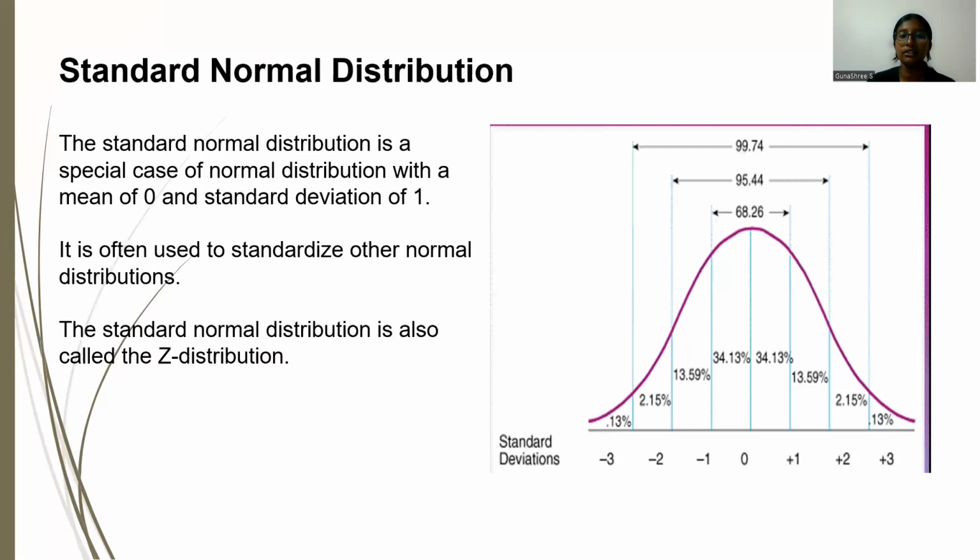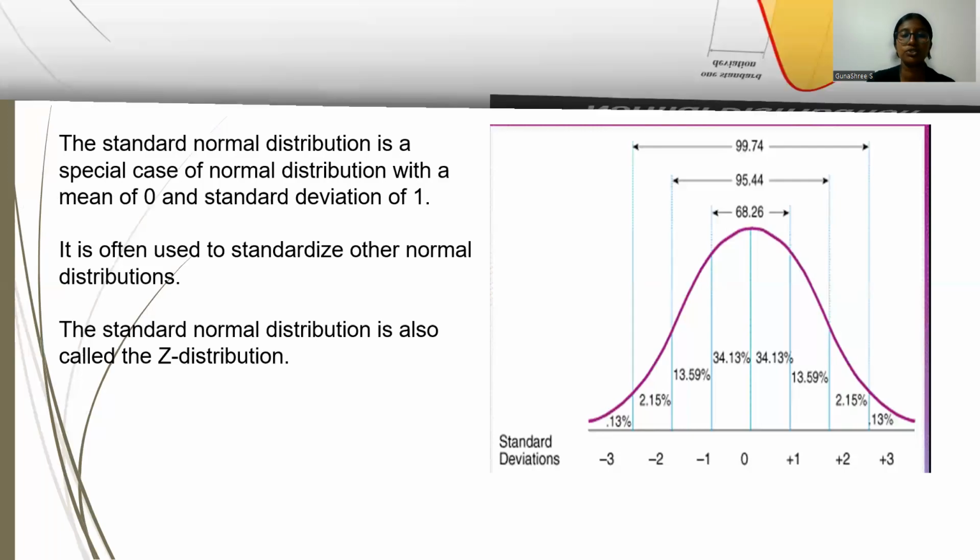Moving on to the standard normal distribution. What is standard normal distribution? It is a special case of normal distribution, which has a mean of 0 and a standard deviation of 1. It is often used to standardize other normal distributions. This is also called the Z distribution.